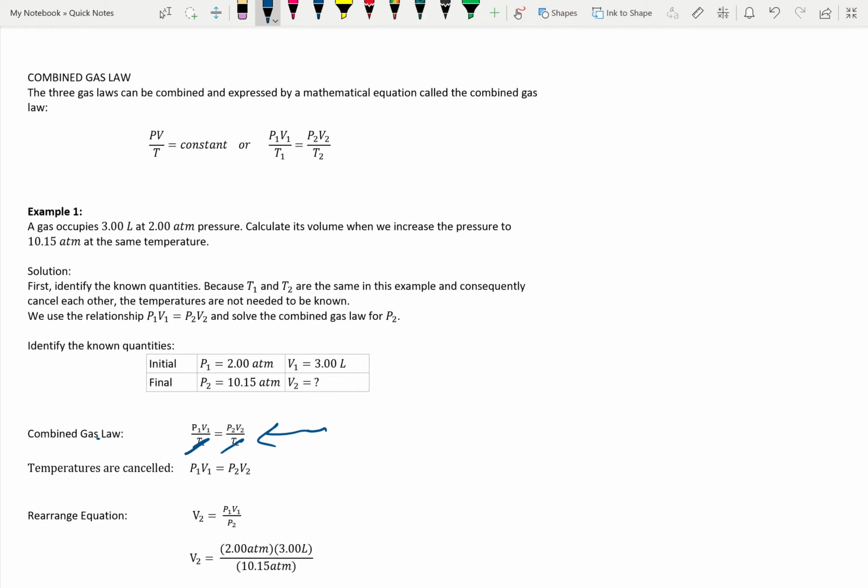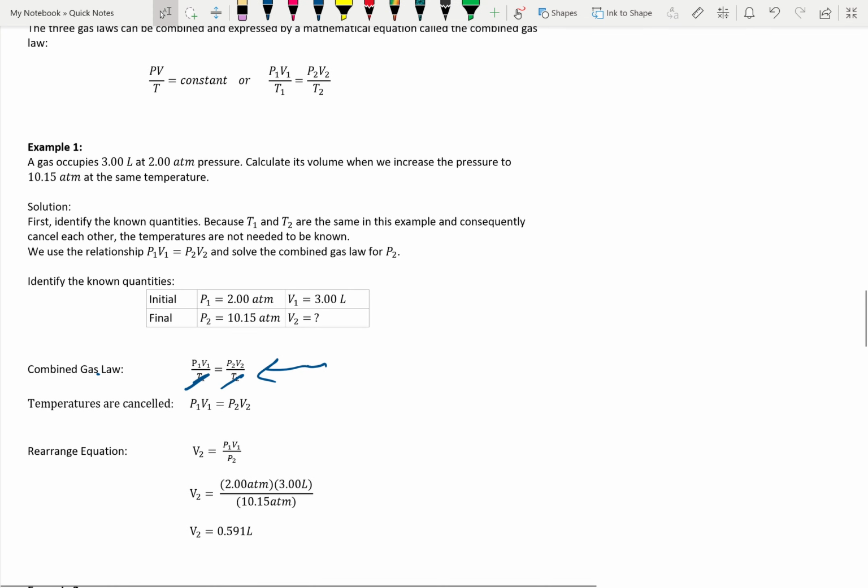So we're looking for V2 because we know P1, 2 atmospheric, we know P2, 10.15 atmospheric, and we know our initial volume, 3 liters. So we'll get V2 alone, set up the equation, plug in the numbers, and calculate. V2 calculates to 0.591 liters. So when we increase the gas pressure to 10.15 atmospheric, our volume will be 0.591 liters.